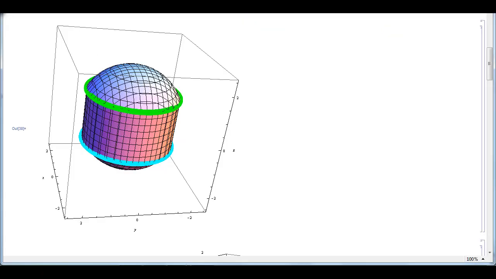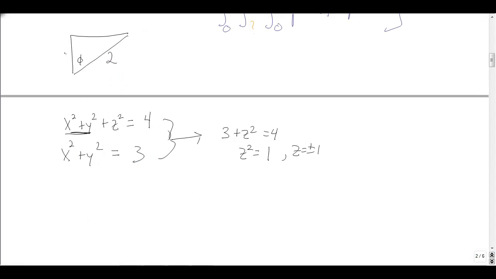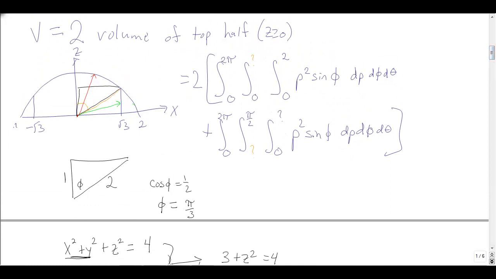And so if you go to the picture here, this green circle is going to be z equals 1. The light blue circle is going to be z equals negative 1. So what we get in our triangle is a 1 as the leg next to phi. And what that means is we're looking for an angle whose cosine is 1/2. So at this point, cosine phi is 1/2. And that means phi has to be pi over 3. And so here we can go up and replace these question marks with the angle pi over 3.